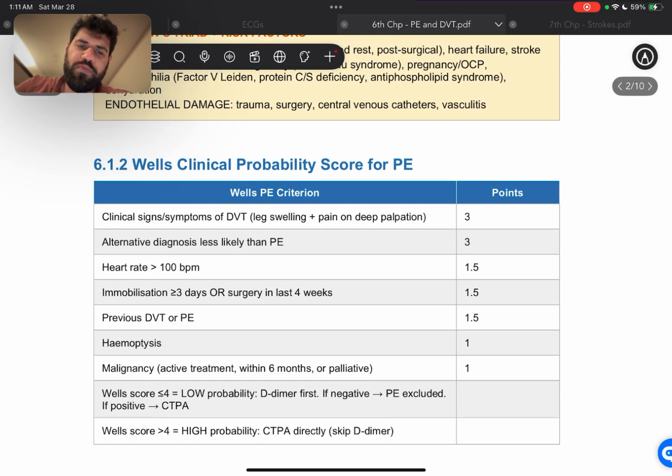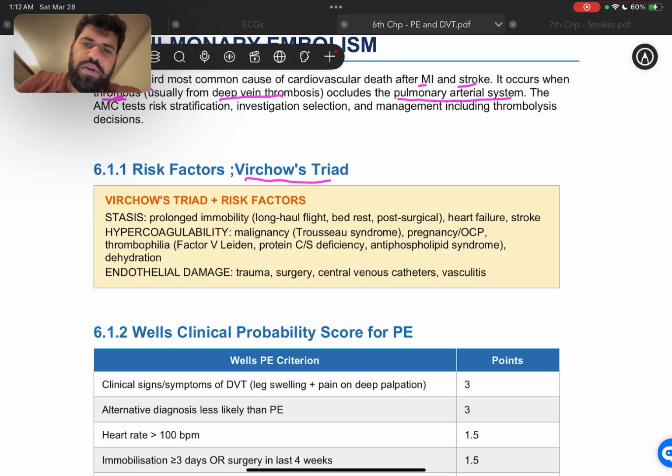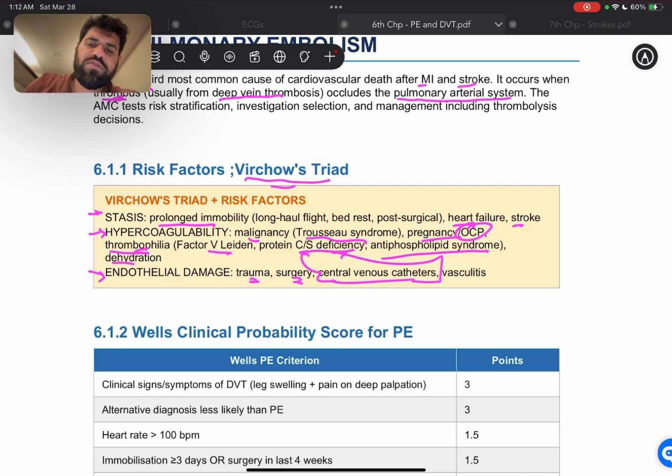Now to start off, Virchow's triad says that there is stasis, that means prolonged immobility, heart failure and stroke; hypercoagulability, such as malignancy, such as Trousseau syndrome, pregnancy, OCPs, thrombophilia, especially factor V Leiden, protein C and S deficiency, antiphospholipid syndrome, and dehydration; and endothelial damage, such as in trauma, surgery, central venous catheters. This is an important one because with central venous catheters we can also have infections. Then also vasculitis.